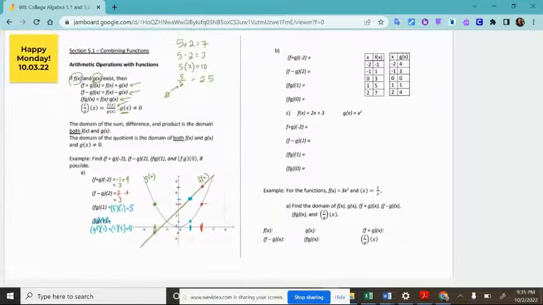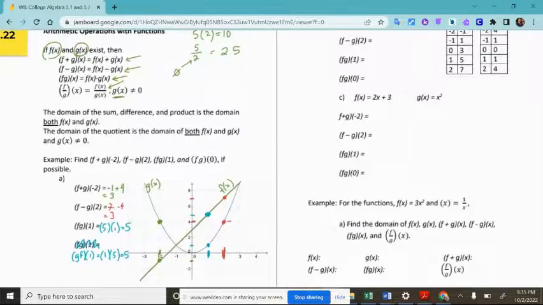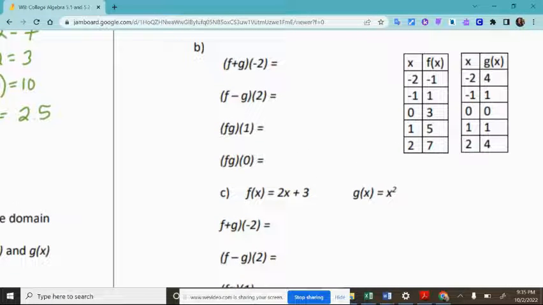Okay. But this time, let's say they don't give you a graph. Let's say they give you two tables, like up here in the top part. And then they ask you to do a whole bunch of things. Okay, same idea though, right? So we're going to figure out what f of negative 2 is, and it says to add it to whatever g of negative 2 is. All right, well, g of negative 2 is 4. So we get 3. F minus g at positive 2.